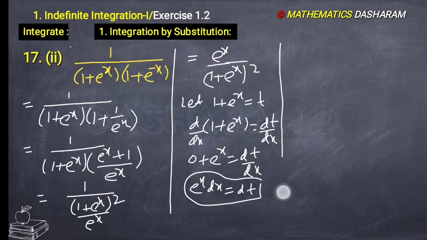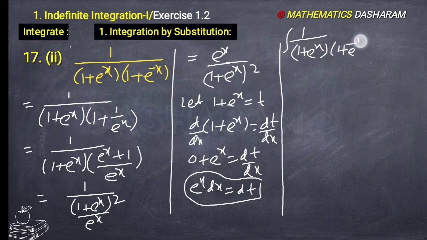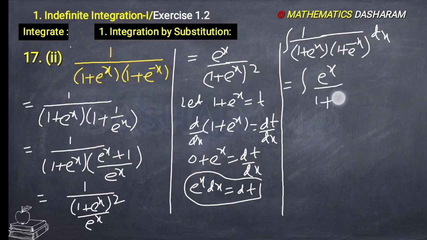So now coming to the question, what is the question? Integration of 1 by (1 plus e power x) into (1 plus e power minus x) dx. It is equal to the integration; this question is converted into e power x by (1 plus e power x) whole square dx. Now in this, substitute the values.